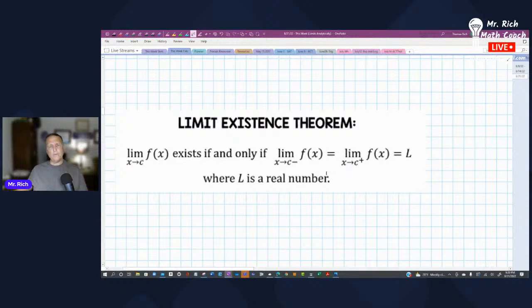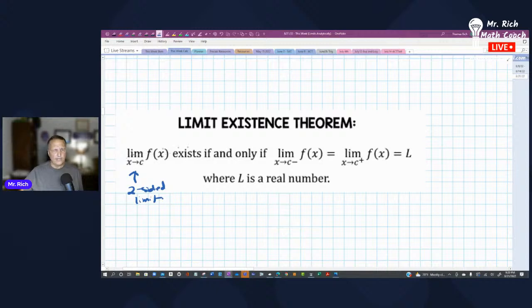Now, I want to talk about the limit existence theorem. And this is telling us when a general or two-sided limit will exist. And here's the theorem. If you've worked with limits for some time, you know that this is true, but I'll show you the implications of this on a few problems. This says that the limit of f of x as x approaches c, and don't forget, that's a two-sided limit. We're not talking about a one-sided limit here.